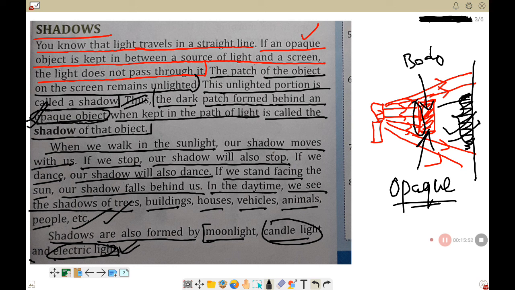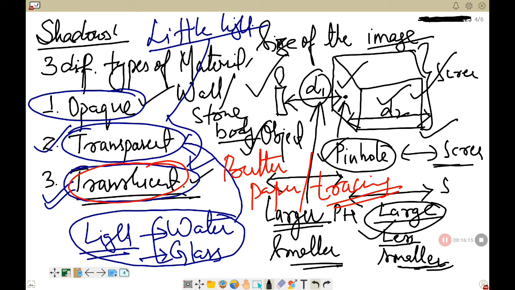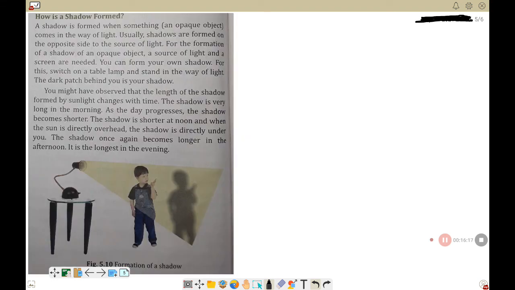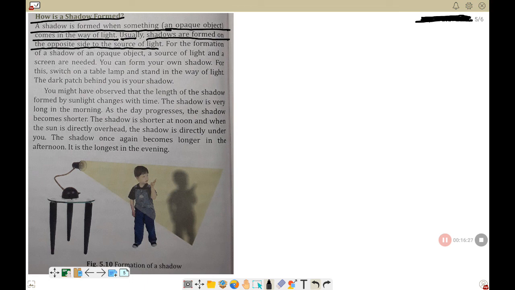Alright, so I hope now you've understood that shadows are nothing but the dark patch which is formed because light does not reach there. Light does not reach there because the opaque object is obstructing or stopping the light. Understand? Because you know light cannot pass through the opaque object. Now, how is a shadow formed? As I have already explained, a shadow is formed when something like an opaque object comes in the way of light. Usually shadows are formed on the opposite side of the source of light.